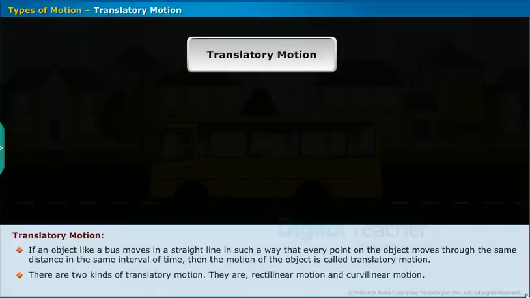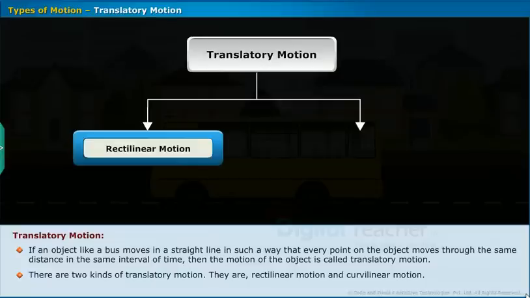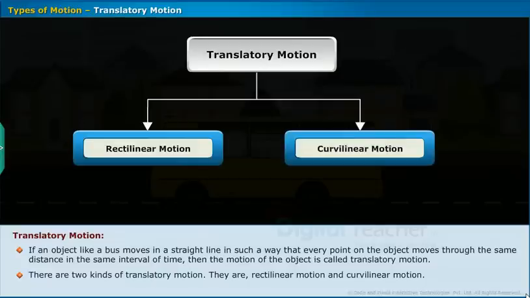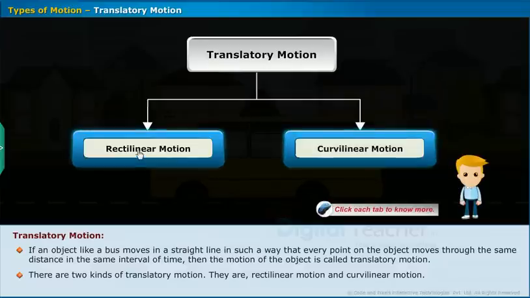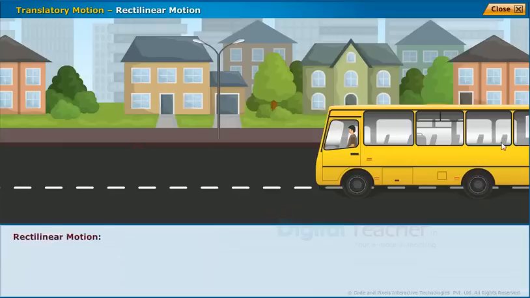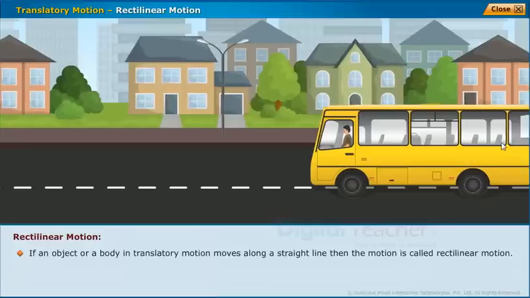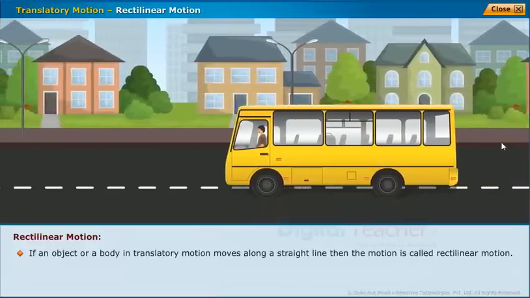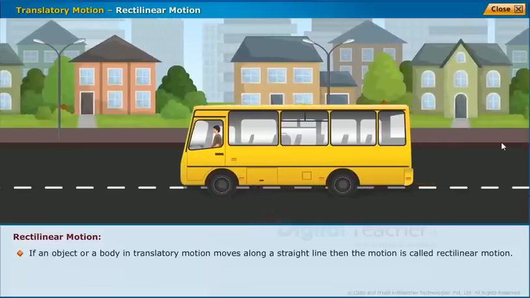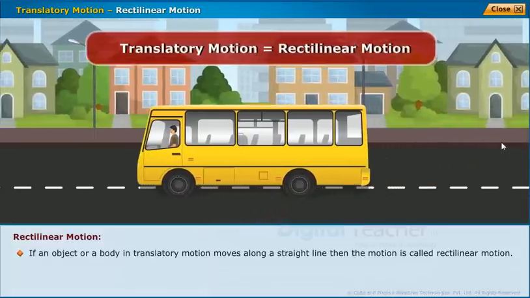There are two kinds of translatory motion. They are rectilinear motion and curvilinear motion. Click each tab to know more. Rectilinear motion. If an object or a body in translatory motion moves along a straight line, then the motion is called rectilinear motion.